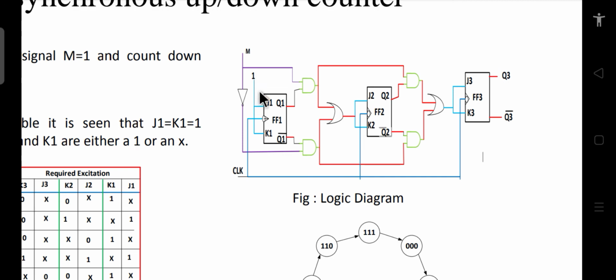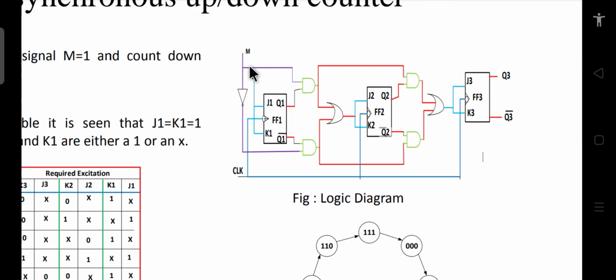Both J1 and K1 are connected to 1 simultaneously. This is what we have decided: J1 K1 is equal to 1 permanently. It is a negative edge triggered flip-flop. We use a bubble to show the negative edge, whereas the triangle shows the edge.